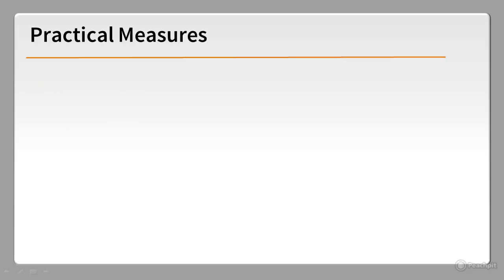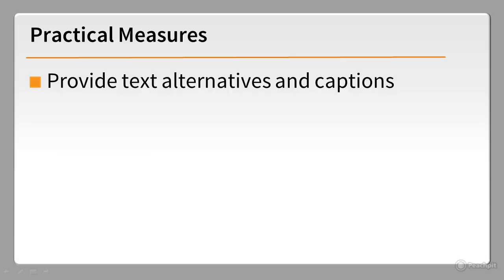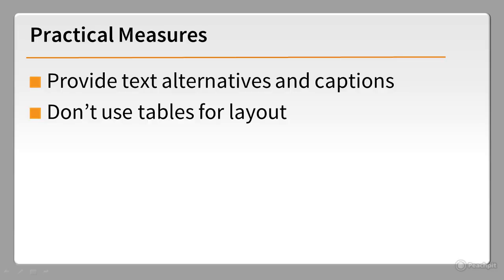Let's take a very quick look at some practical measures. Provide text alternatives for images, graphs and so on for the benefit of people who can't see. Also provide captions or transcripts for audio and video. This not only helps disabled people, it also makes it easier for search engines to index your site, so it could improve your search engine ranking. Don't use tables for layout because they make pages very difficult to navigate for screen readers for the blind. Use a logical structure with proper headings and paragraphs. This is also good for search engines.